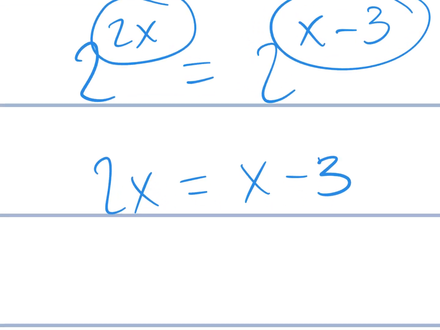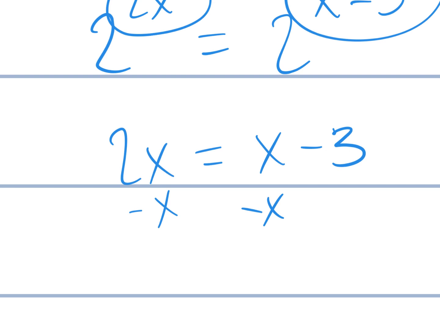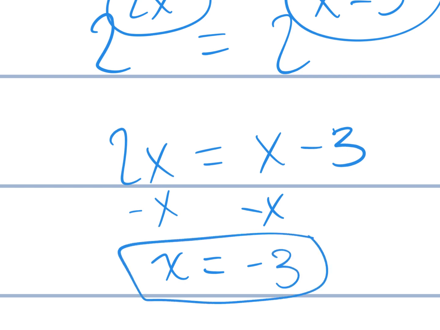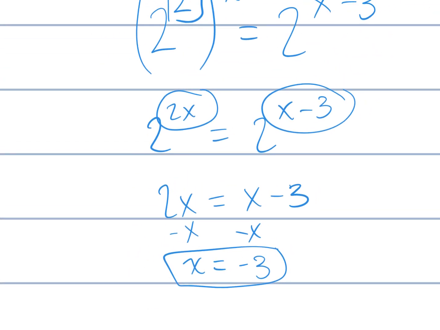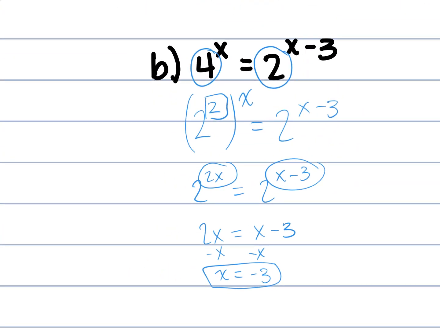Now, Karen, you are correct. What do I do now? You can subtract. So 2x minus x would give you x equals negative 3. That's it. x equals negative 3.